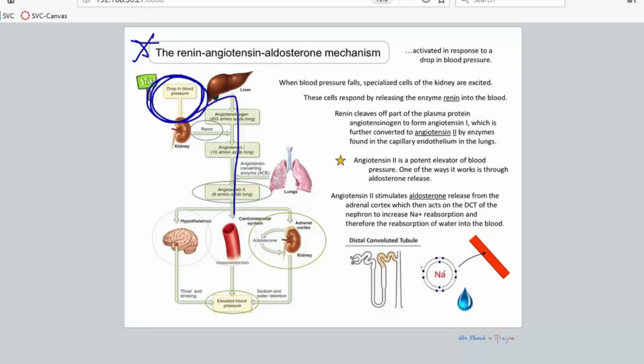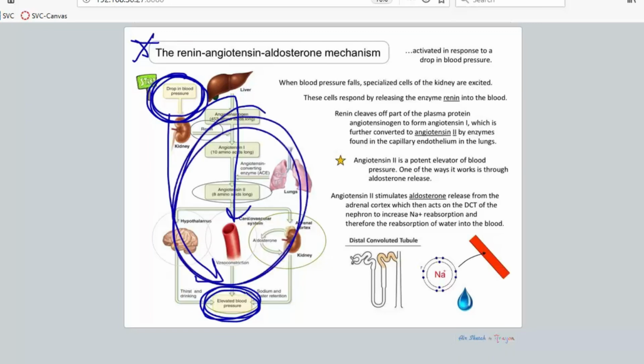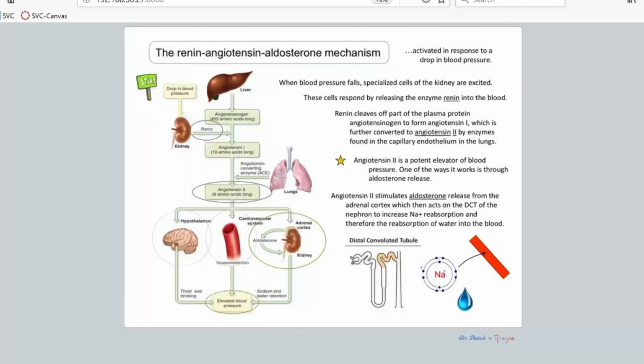And we're going to go through all these steps, but the final thing that we want to do is we want to elevate blood pressure. We have a drop in blood pressure, so we want to elevate it. And all this stuff in between is how we're going to do that. And that's the renin, angiotensin, aldosterone mechanism. So first of all, when we have a drop in blood pressure, that's detected, among other places, by the kidney. And in response to that, the kidney releases an enzyme called renin. And renin goes into the blood, and what it does is it converts this molecule called angiotensinogen that's produced by the liver, and it converts it to a molecule called angiotensin 1.